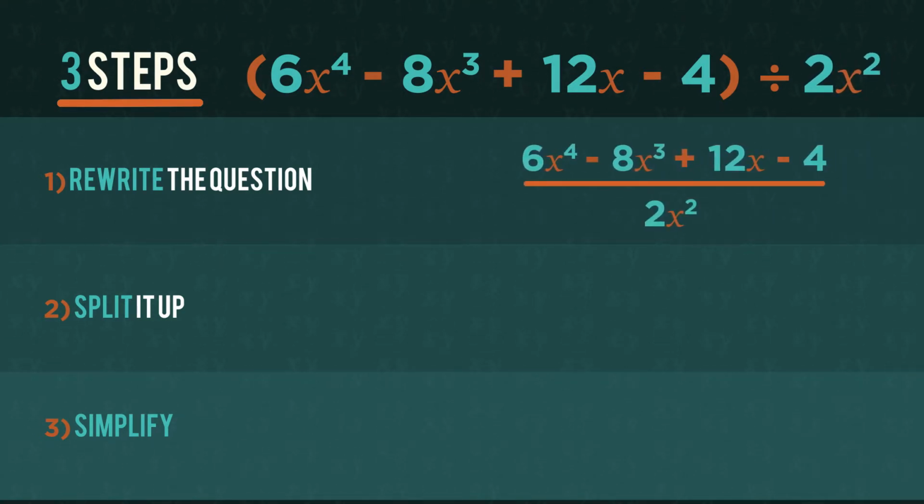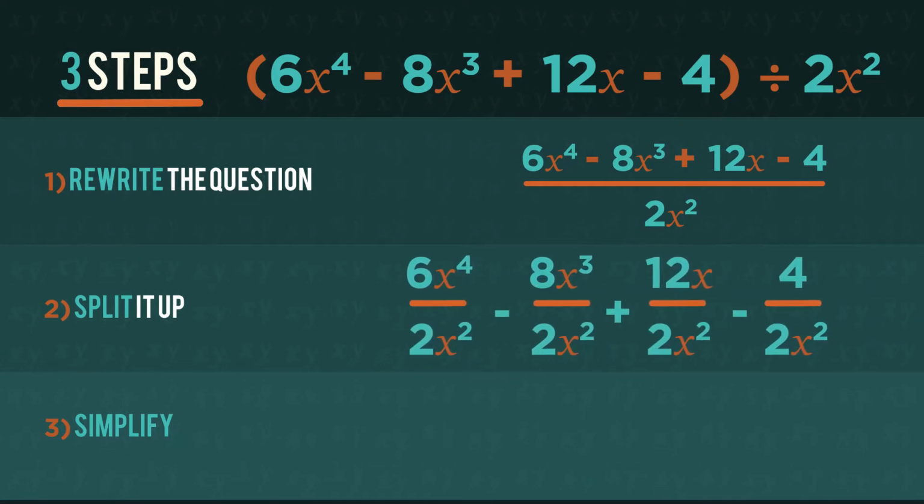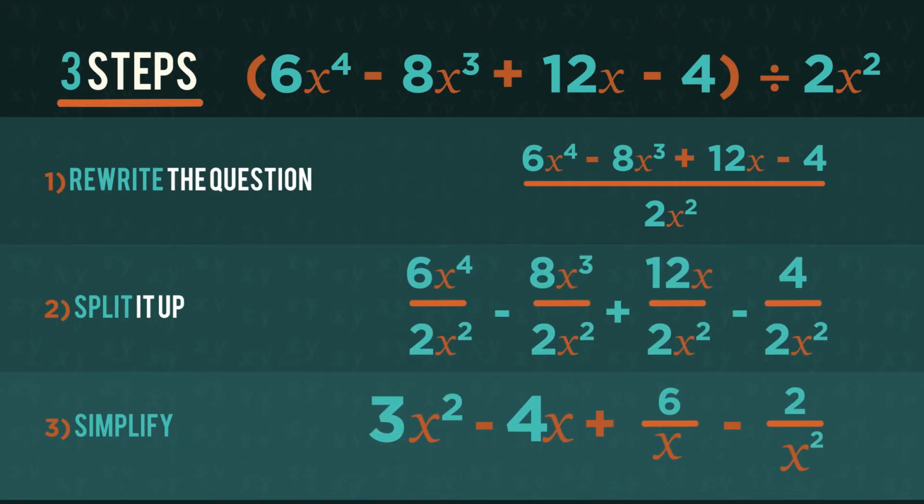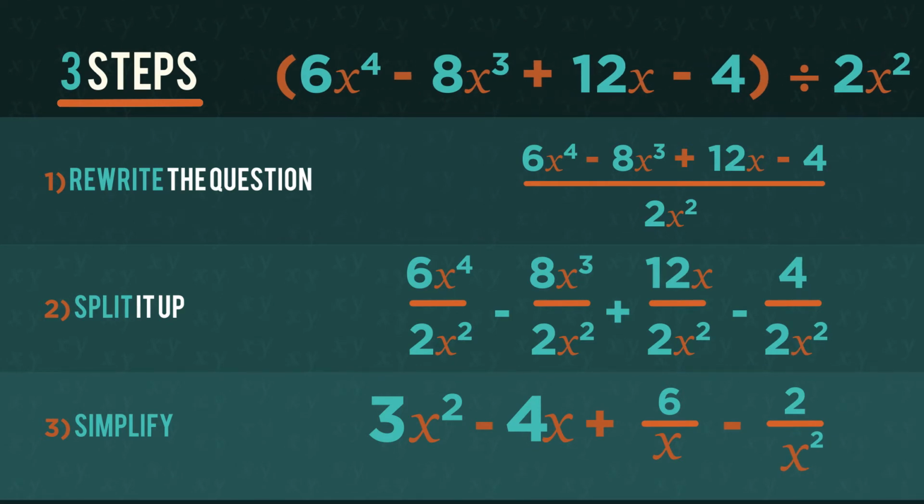Rewrite it as a fraction, then split it up and finish by simplifying. So 6 divides by 2 to get 3, x to the 4 divided by x squared becomes x squared, 8 divides by 2 to get 4, x to the 3 divided by x squared becomes x, 12 divides by 2 to get 6, and x on top divided by x squared leaves an x on the bottom. And 4 divides by 2 to get 2 on top, and the x squared stays on the bottom.